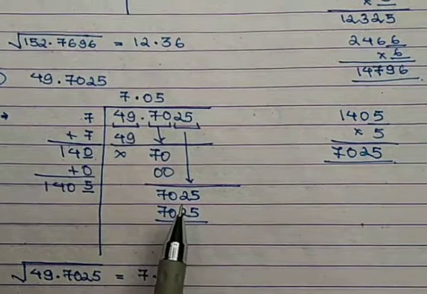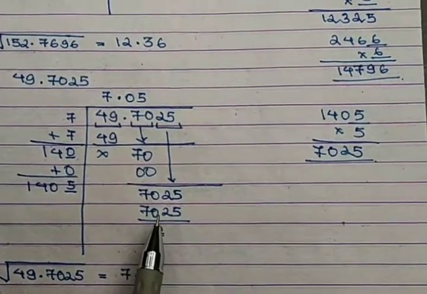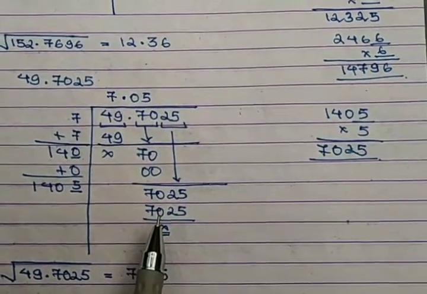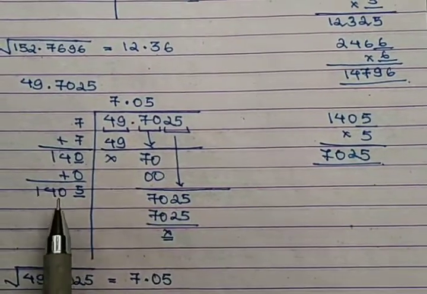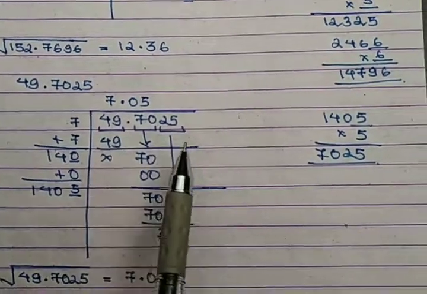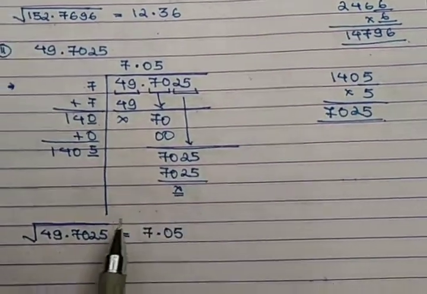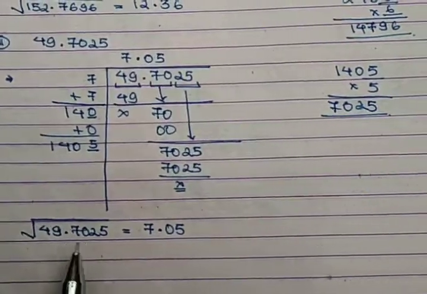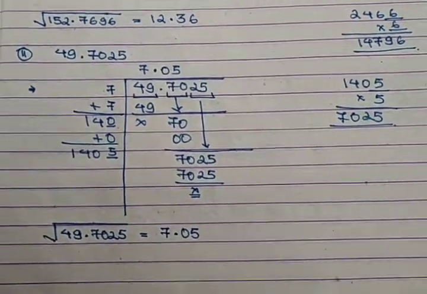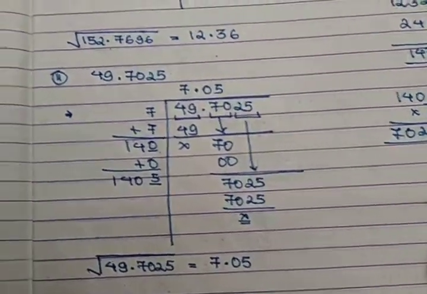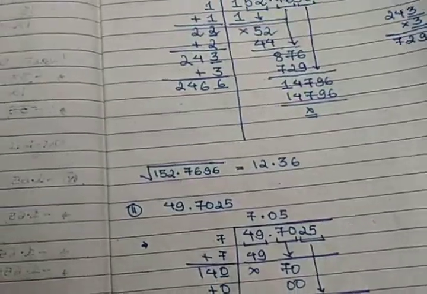It is exactly divided. When I multiply 1405 with 5, I get 7025. It's exactly divided, and your answer for the square root of 49.7025 is 7.05.